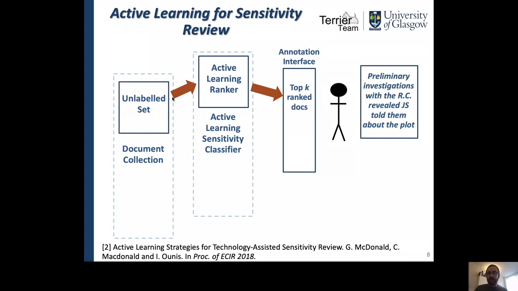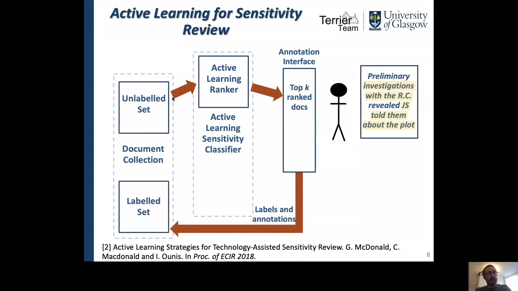We get a reviewer to review the top K documents and annotate the terms that are actually sensitive, and then we integrate these terms into the training set. So we've now got a document level label, whether it's sensitive or not, and we've got these annotations of the particular text that makes a sensitive document sensitive. And we can start to use that to train the classifier. And then the iterative cycle continues until we work our way through the collection.